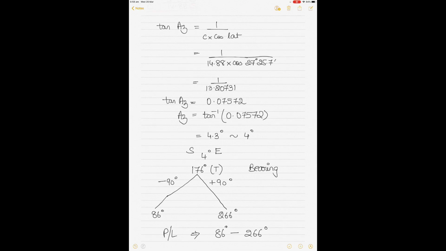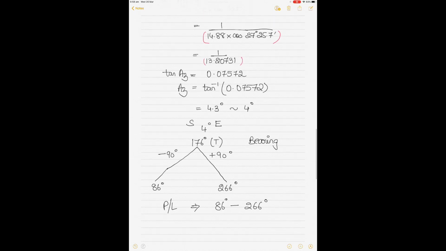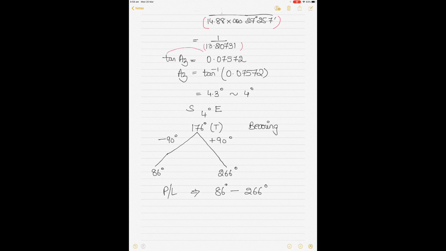Then I calculate my azimuth. My azimuth is nothing but 1 divided by C times cos of latitude. Put the values, solve the denominator first, and then solve the whole equation. You will get tan azimuth equals 0.07572 if you are sticking to 5 decimal places. Do a tan inverse, and you will get 4.3 degrees.